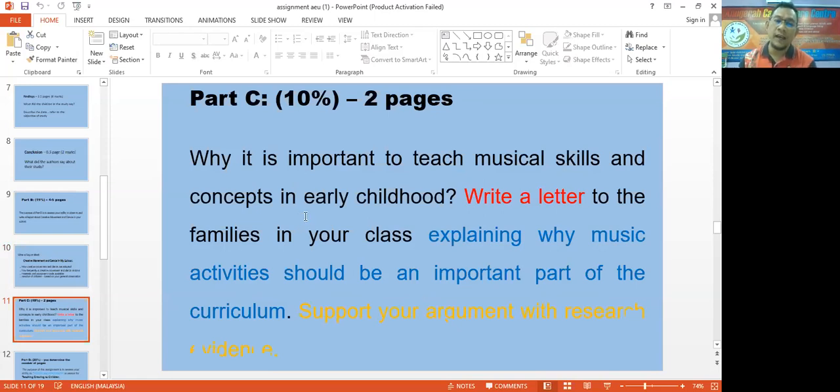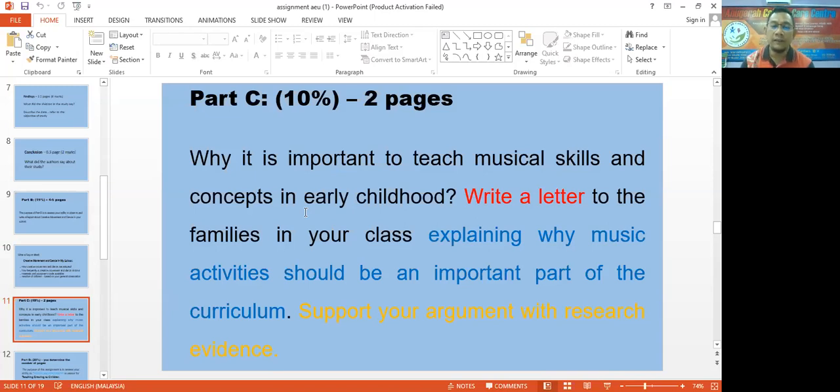Then for part C, only about 2 pages: why it is important to teach musical skills and concepts in early childhood. Write a letter to the families in your class explaining why music activities should be an important part of the curriculum, and support your argument with research evidence.